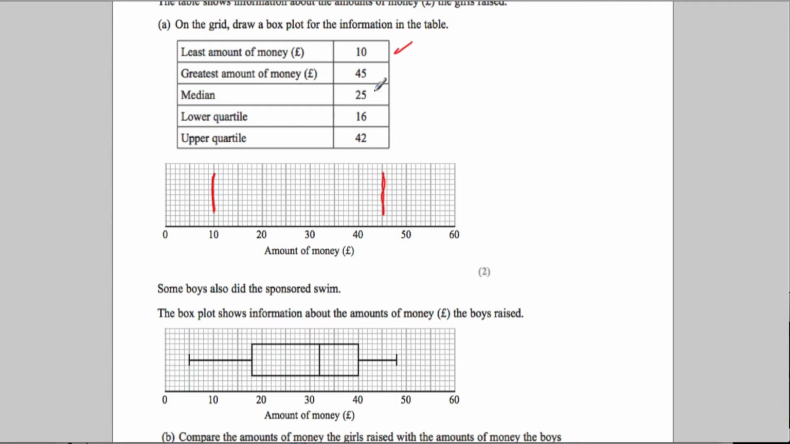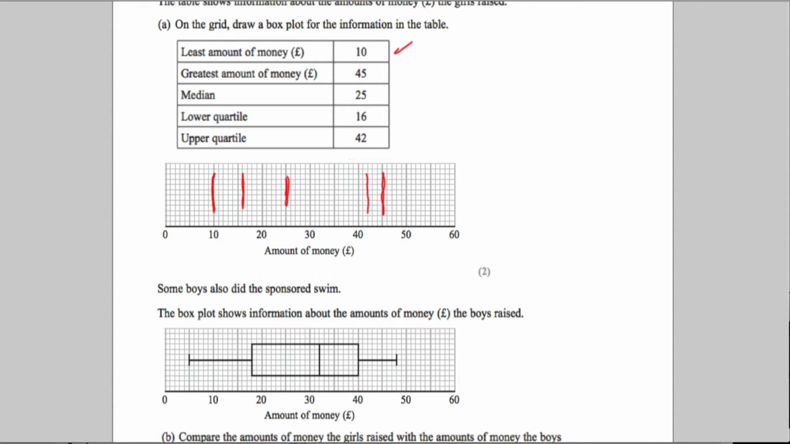We're told that the median is 25. The median is the middle number, the middle value, generally. So 25 is going to be here. I'm going to draw another line. We're told that the lower quartile is 16, so that's going to be this line here. That's 15 there, so 16 is going to have to be one small line up. The upper quartile is 42, so there's 40, 41, 42 is going to have to be here.